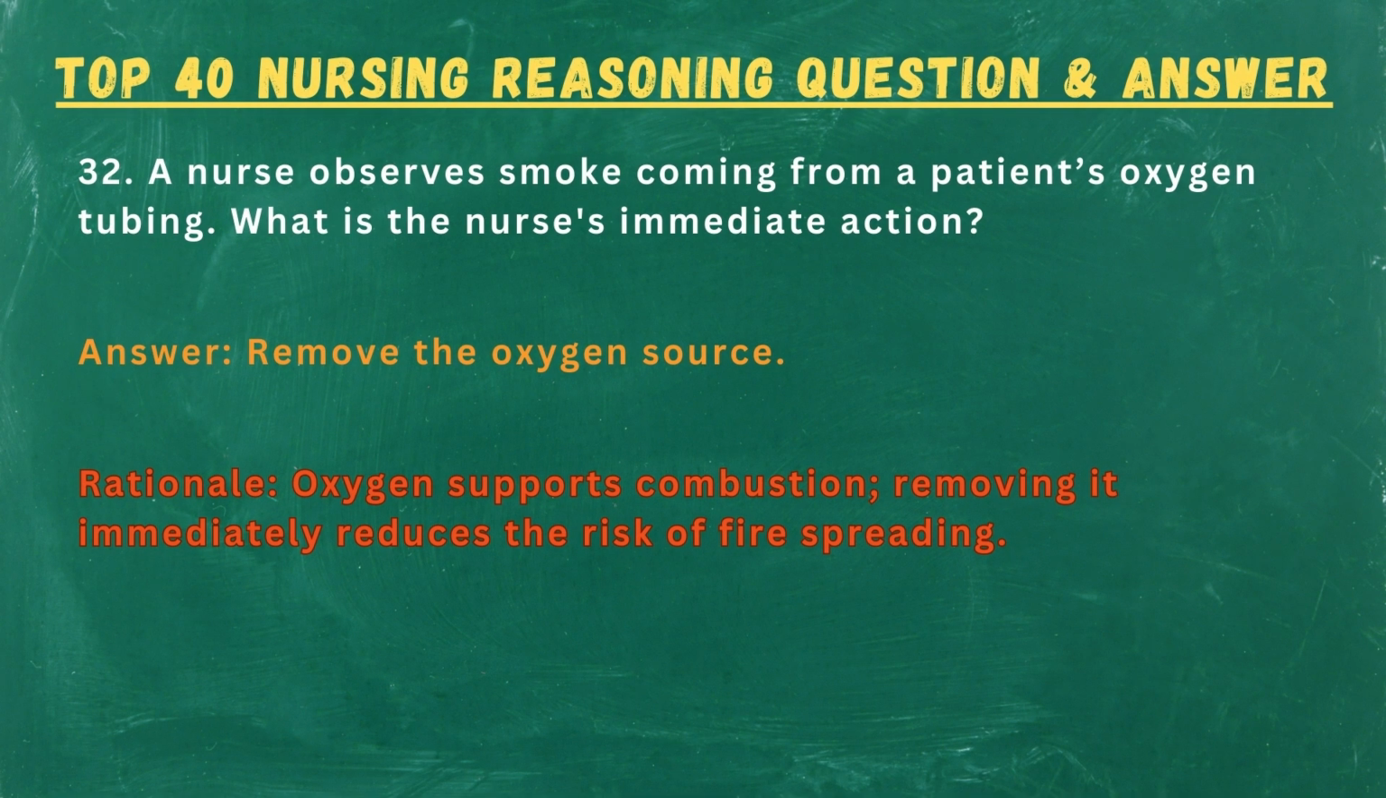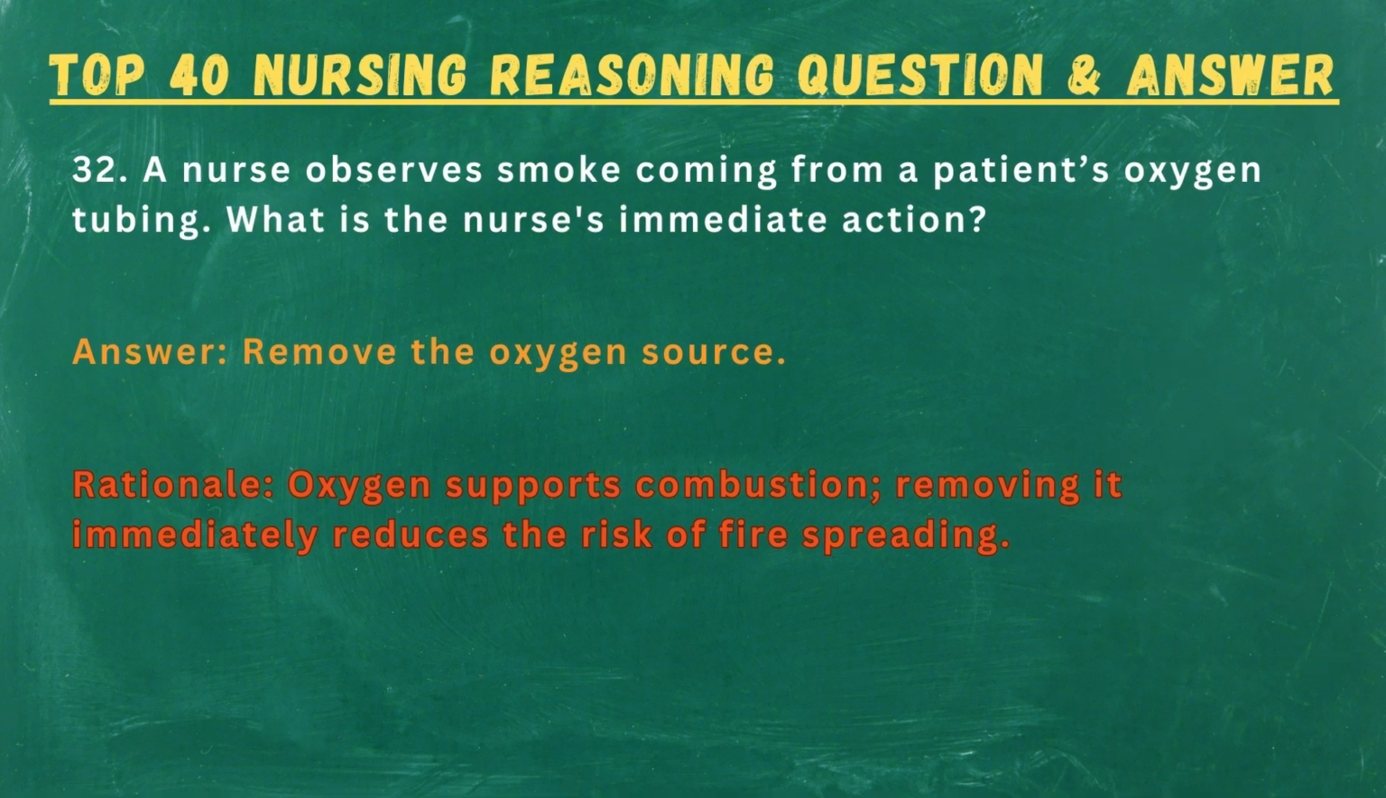32. A nurse observes smoke coming from a patient's oxygen tubing. What is the nurse's immediate action? Answer. Remove the oxygen source. Rationale. Oxygen supports combustion. Removing it immediately reduces the risk of fire spreading.